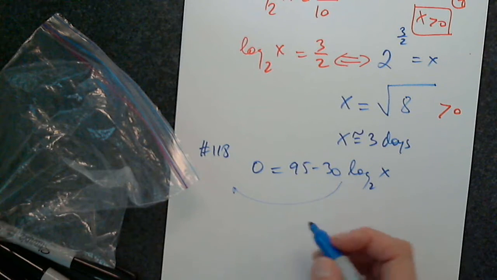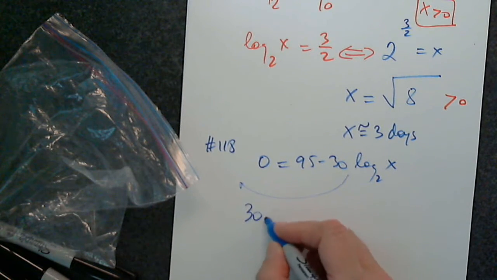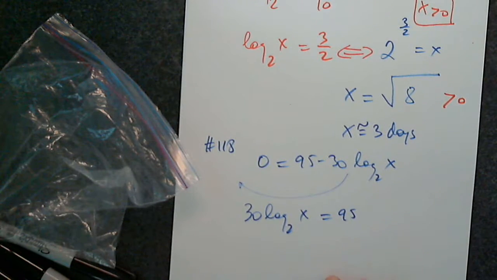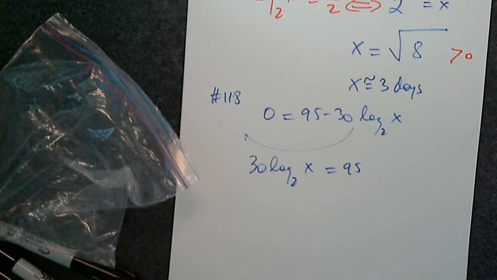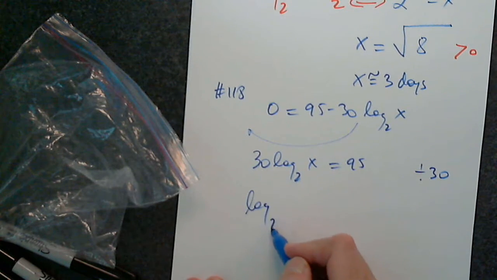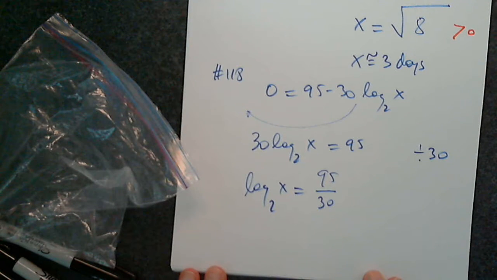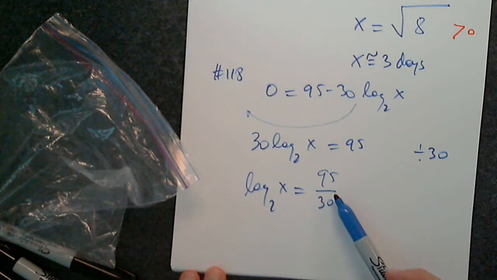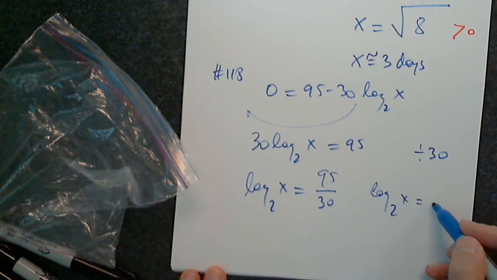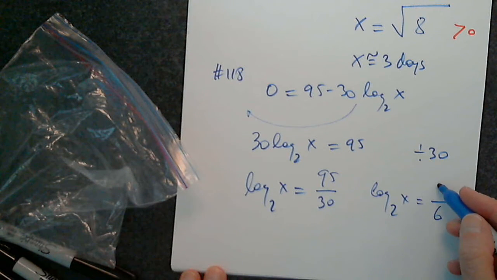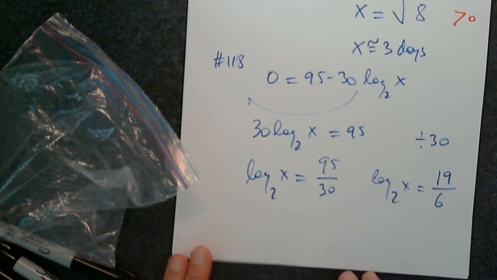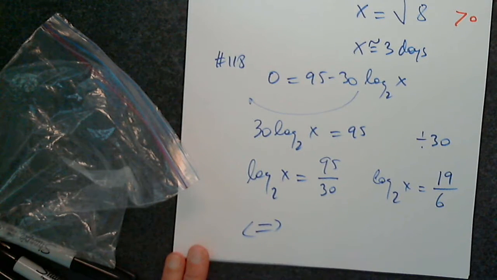So what would you say? Yes, I bring this in so I don't have to multiply by negative 1. So 30 log base 2 of x equals 95. Then I need to clean it up. At this stage, I cannot change it into an exponential. Yes, I have to divide by 30. So log base 2 of x is 95 divided by 30. If I simplify by 5, I get 6 in the denominator and 19 in the numerator. Good. So now let's change this into an exponential equation.